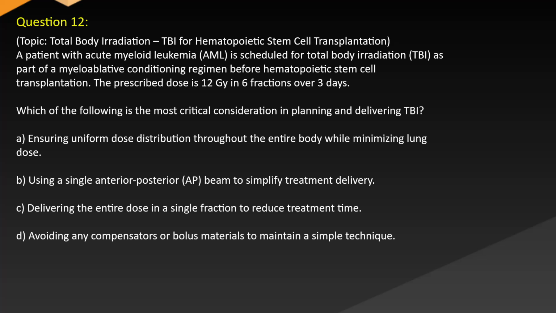The prescribed dose is 12 Gy in 6 fractions over 3 days. Which of the following is the most critical consideration in planning and delivering TBI? A. Ensuring uniform dose distribution throughout the entire body while minimizing lung dose.